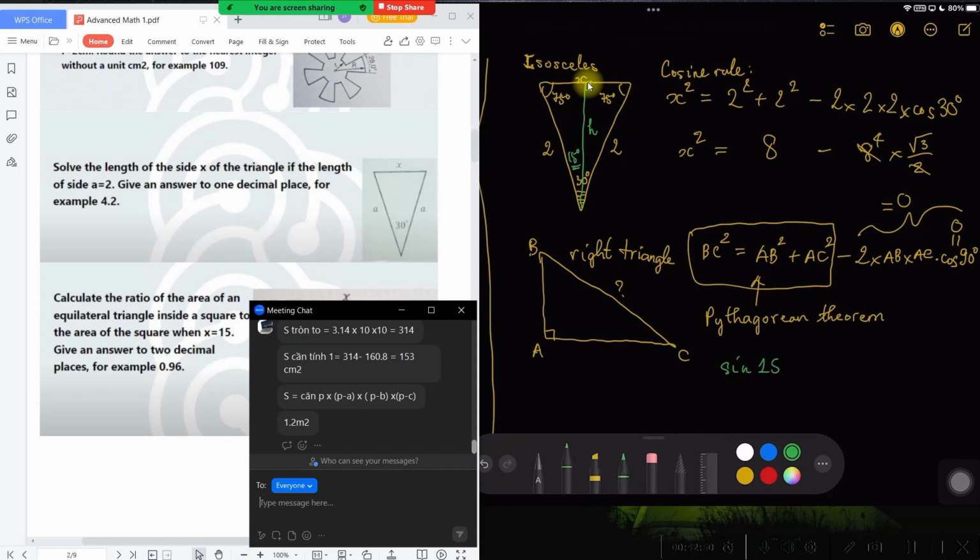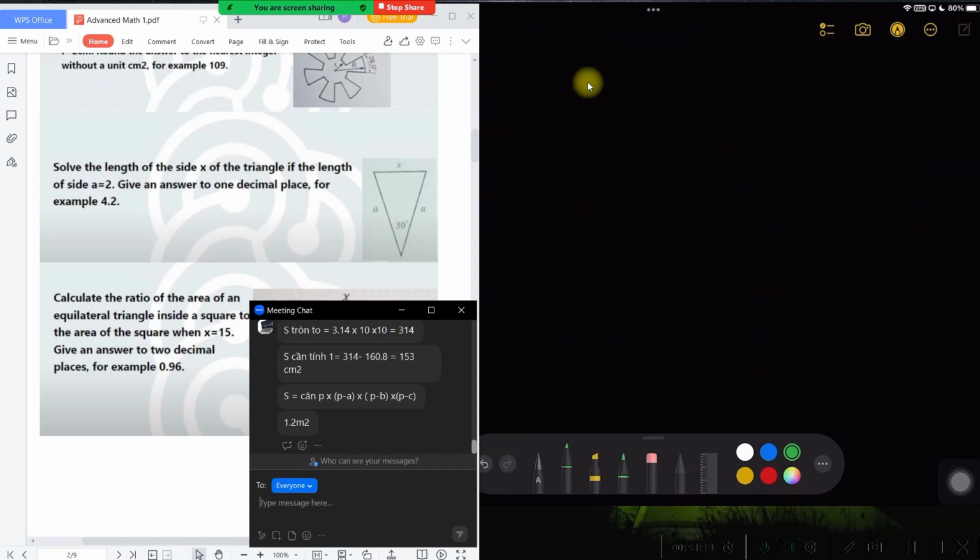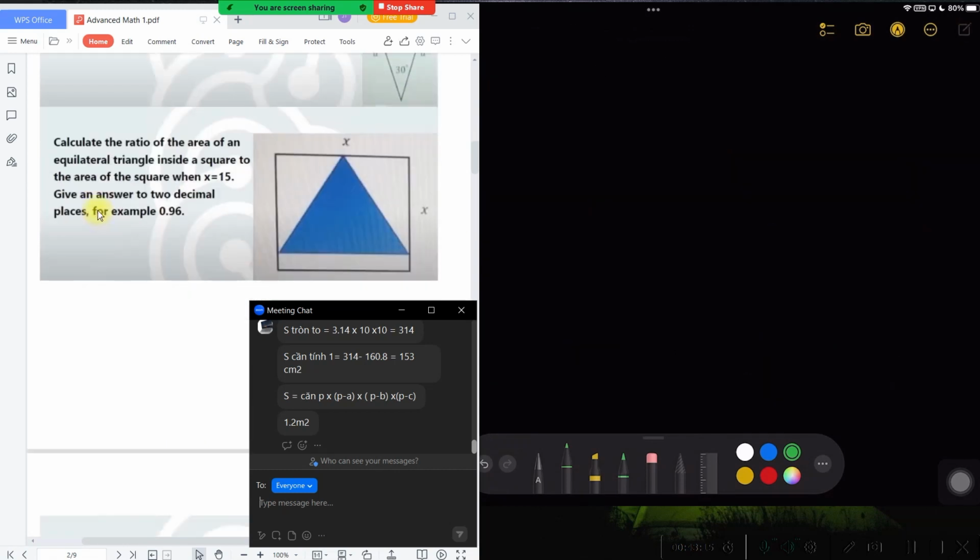Sine of this 15-degree angle is equal to x divided by 2, divided by đối trên huyền. So it's going to be x divided by 4. And you find x, isn't it? Yes. Well, you can do this, or you can apply cosine rules, or anyway, yeah. Nhiều cách. Okay, let's continue.